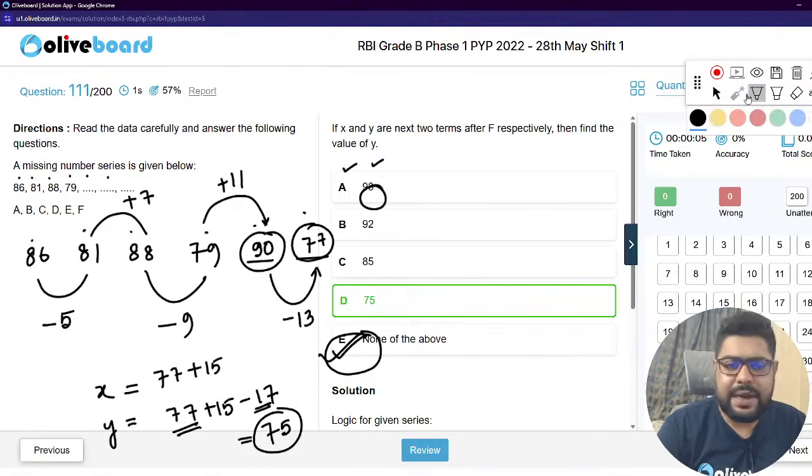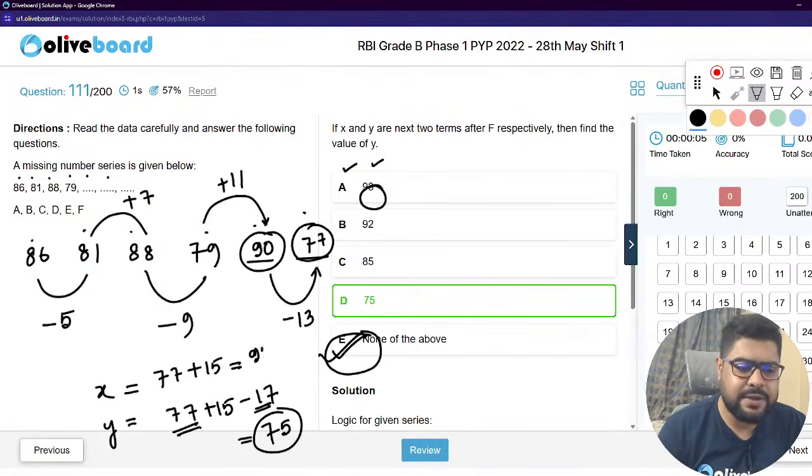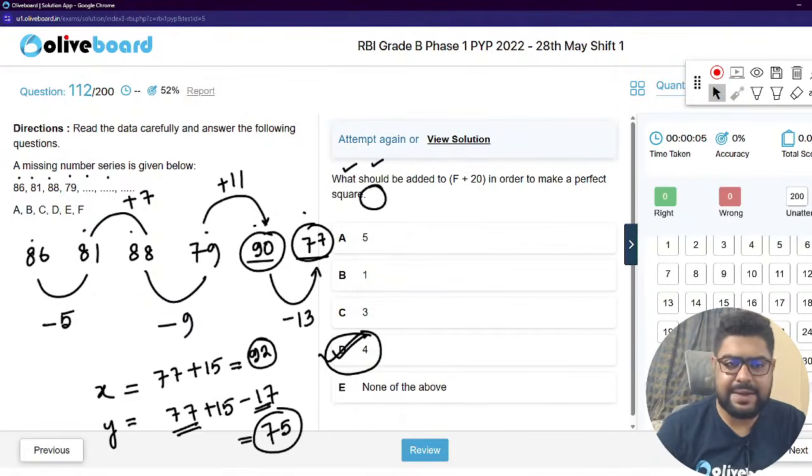Let's calculate this too. 77 plus 15 is 92. Because they might ask you more questions as it's a set-based question, let's do one thing: I'm not erasing the annotations. Let's just move on to the second question.